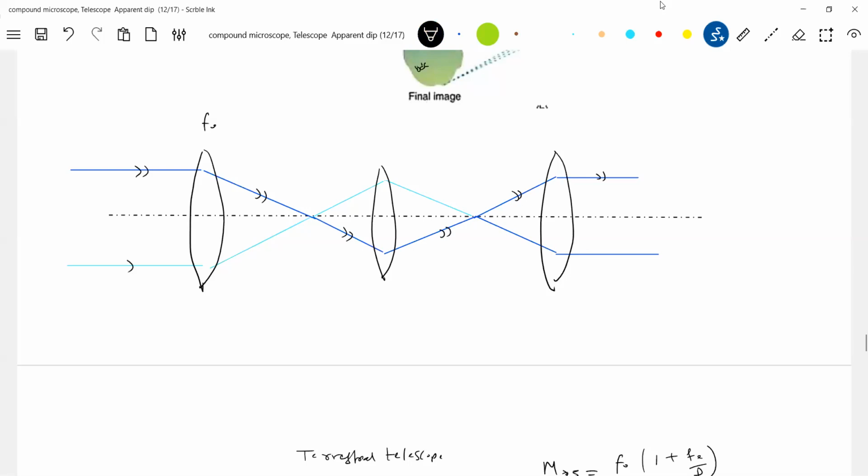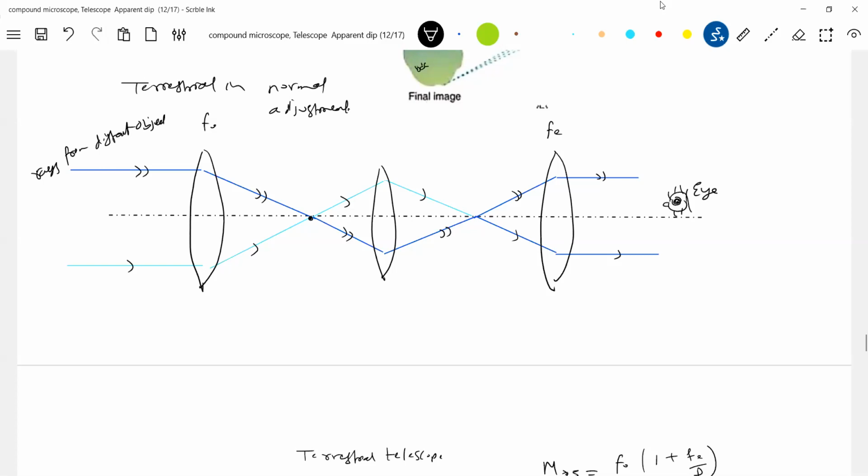Last diagram, this is very important. It's a part of the syllabus. This is the eyepiece, Fe I'm writing, and this is a human eye. So we know this should be the far away object, or rays from a distant object. Terrestrial telescope in normal adjustment. What do you mean by that?